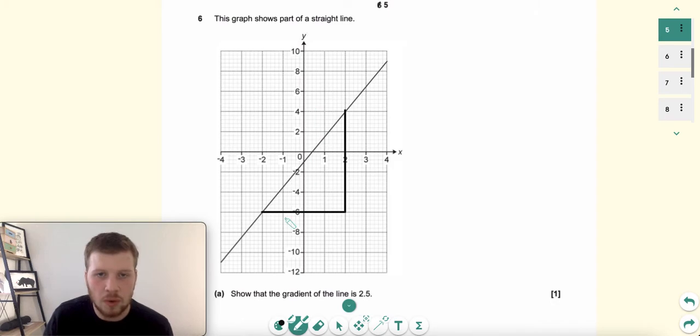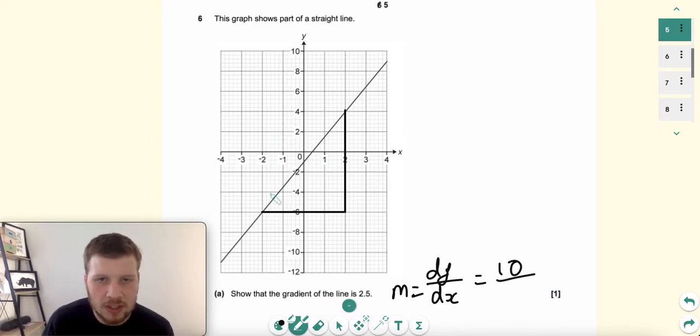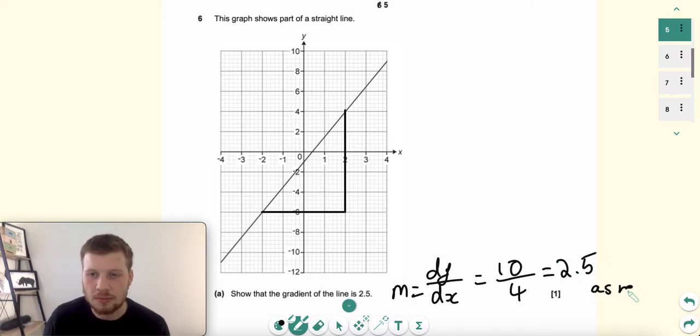So this is 2, 4. This is -2, -6. And I'm going to work out the rise divided by the run. So my gradient is equal to my difference in my y values, which is from 4 to -6. So it's a difference of 10. And the difference in my x values. Well, my difference in my x values is -2 to 2, so that is 4, which is equal to 2.5 as required.